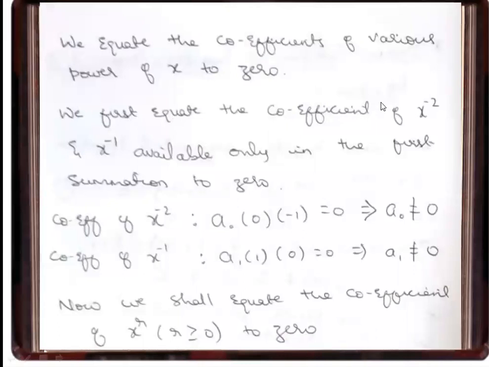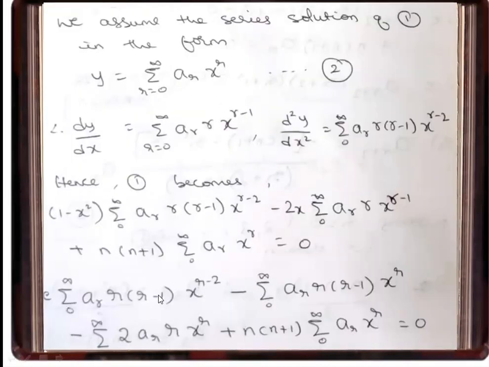We first equate the coefficient of x to the power minus 2 and x to the power minus 1, which is available only in the first summation, to 0. So let us go through the equation. First they are insisting to equate the coefficient of x to the power minus 2 to 0. Okay, so here in this term, for what value of r do you get x to the power minus 2? You can observe, if you substitute r equal to 0, then you get x to the power minus 2.